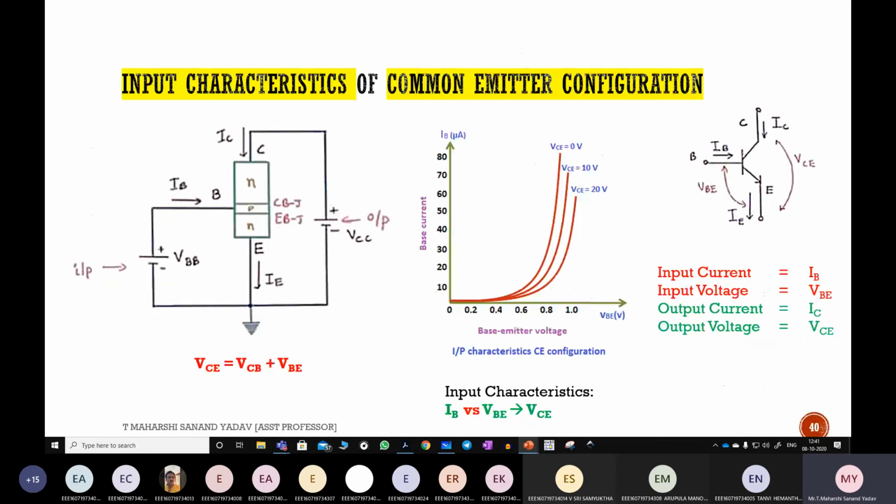Now try to plot the input characteristics. How did I get this? Can anyone explain me now? Now you see here, if VCE is increased, it is moving away from IB. Why? VCE.